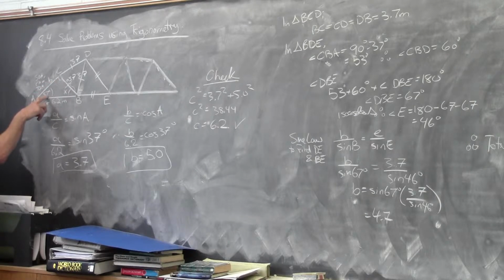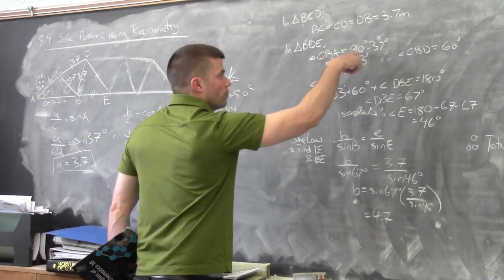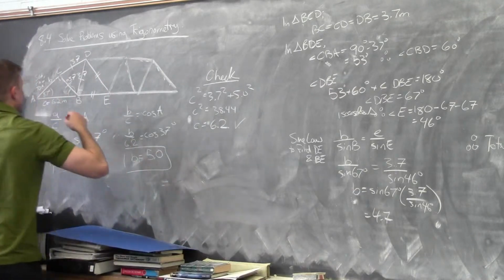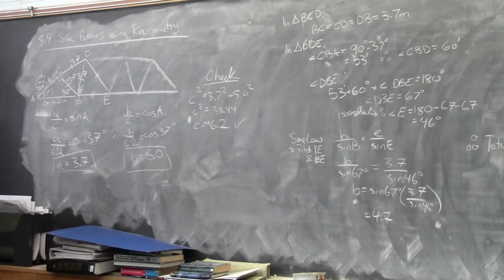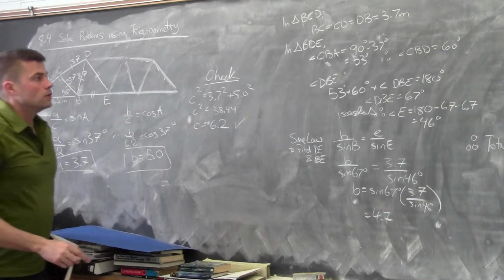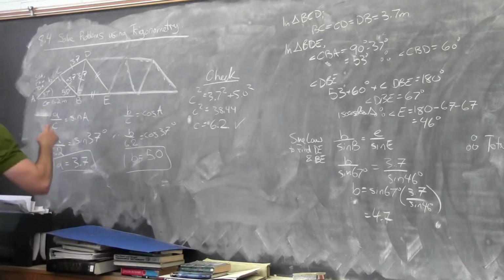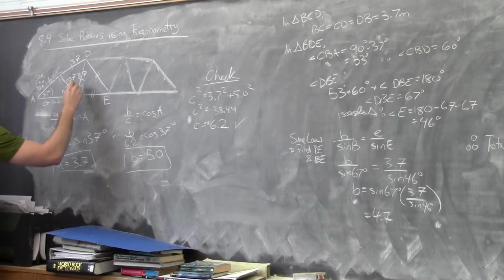If this is 90 and this is 37, I can find out this angle by subtracting 90 and 37, or 180 minus 90 minus 37. Same idea, it gives you 53. So this angle here is 53 degrees. Any questions there? So therefore, if that's 53 degrees, I know angle CBD is going to be 60 degrees in here.